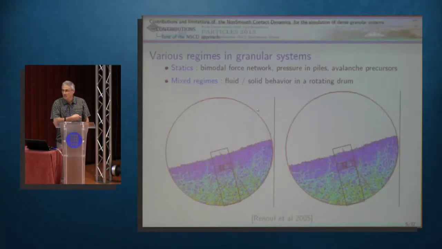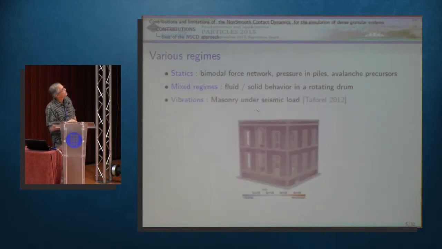It's a movie, but the movie doesn't run in this situation. But we can see in this example, it's a rotating drum. We have fluid dynamics on the top and a static solid behavior below. And finally, an example in fast dynamics is a masonry. We have a movie, but it doesn't run too. We have here a building with a hybrid modeling with finite element and discrete element for the column. And it may be submitted to seismic loading, but the movie doesn't run too.